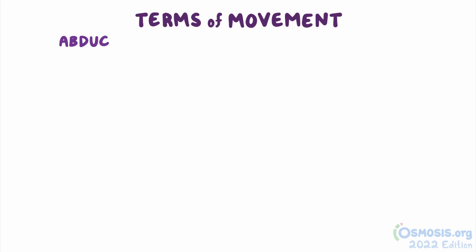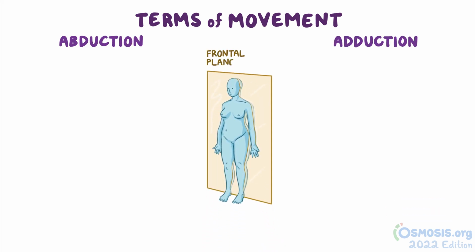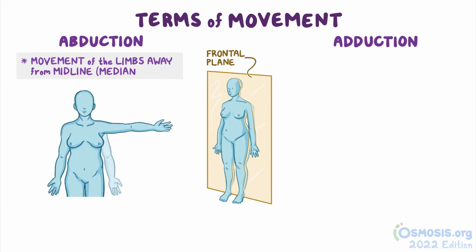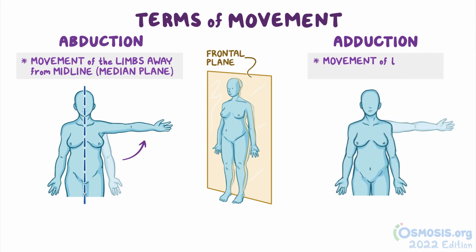Next, we have abduction and adduction, which are movements that generally occur in the frontal plane. Abduction refers to movement of the limbs away from the center, or the median plane of the body, like when you spread your arms to the side. On the other hand, adduction describes movement of the limbs towards the midline, back into the anatomical position. Think of adduction as in adding the parts back towards the body.